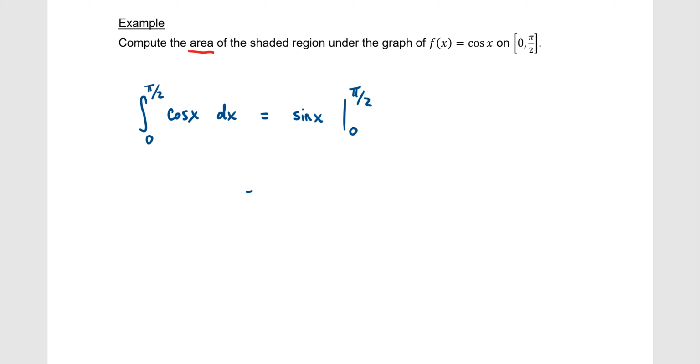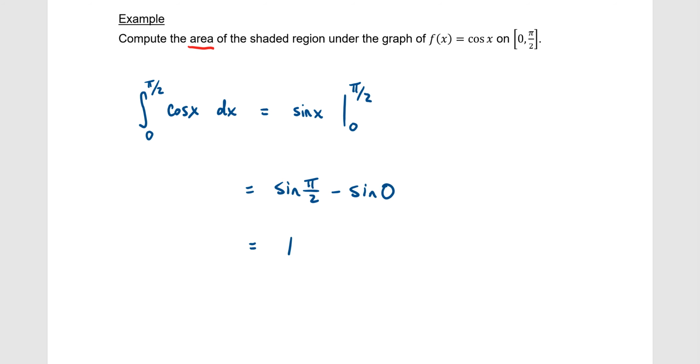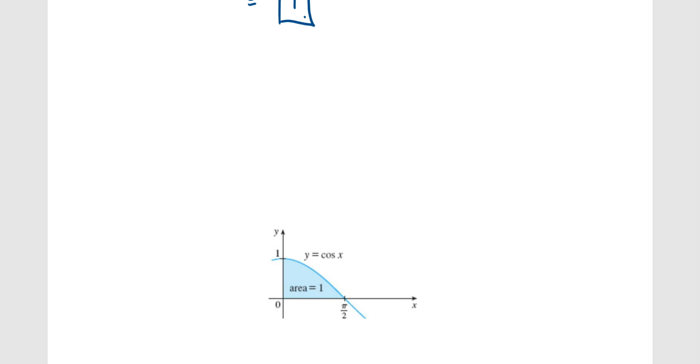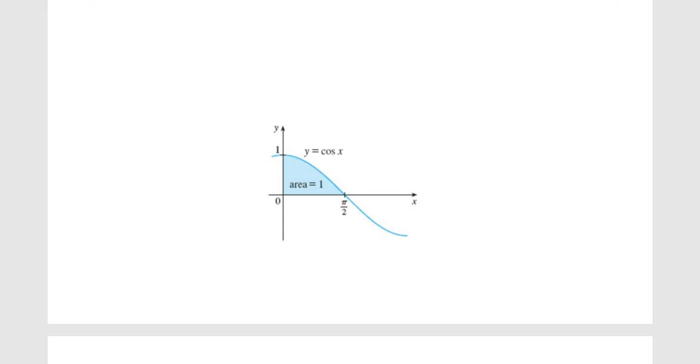All we have to do is plug in upper bound minus lower bound. So sine of pi over 2 is 1. Sine of 0 is 0. So 1 minus 0 gives us 1. So the area under the curve for cosine of x from 0 to pi over 2 is actually 1. Let's take a look at the graph again. So here's the graph of cosine of x, a little bit condensed from what I had drawn earlier, from 0 to pi over 2. So that curved cosine function actually ends up giving us a nice perfect area of 1 underneath the curve for that interval.